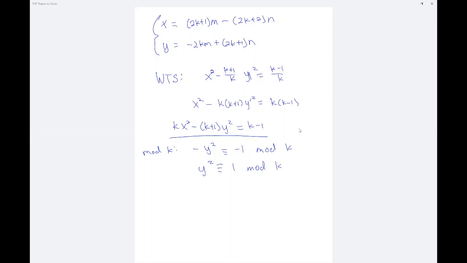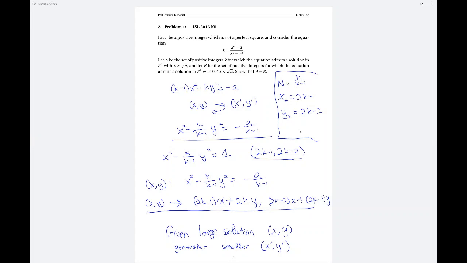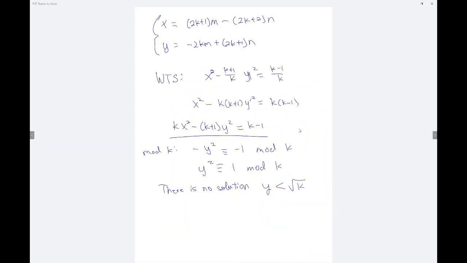So this means there's no solution y less than root k. What you'll note is that this is basically a clone of our previous problem. Earlier, we wanted to show that there was no solution when x is less than root a. Over here, there's no solution for y less than root k. Just apply Brahmagupta's in reverse. You can always generate a smaller solution when y is greater than root k until you reach y less than root k, by which time you get a contradiction.